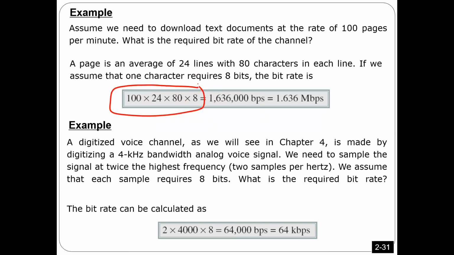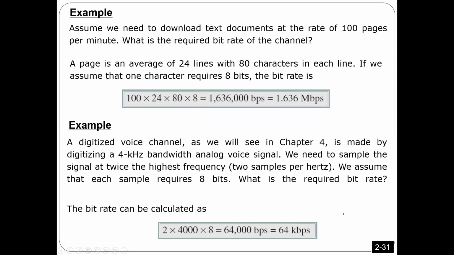This is the number of bits in 1 minute. You got what I'm saying? So if I need a second, I have to divide, not multiply. If you multiply, I'm going to make it hours. Anyway, let's move to the next example to understand a bit more the idea of bits per second.